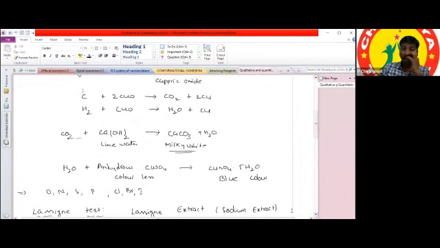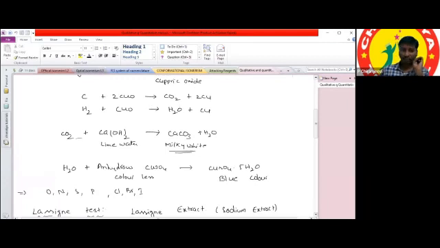Along with the organic compound, we are mixing cupric oxide. If we heat at high temperature, and the organic compound contains carbon as an element, it is converted into carbon dioxide. If the compound contains hydrogen, it is converted into water. Both are converted into gases.